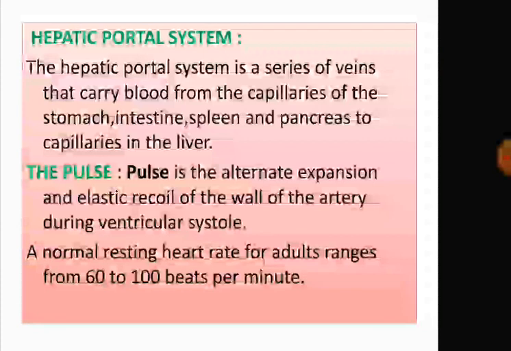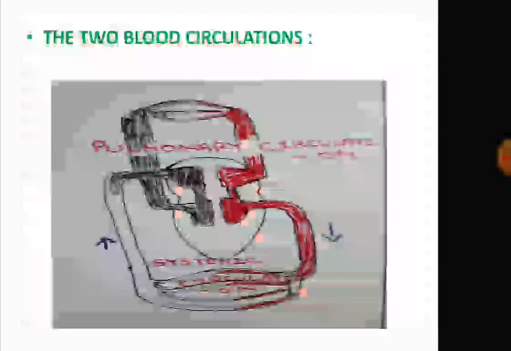Next, the pulmonary circulation. It starts with the pulmonary artery arising from the right ventricle. Pulmonary circulation relates to the lungs. The pulmonary artery carries impure blood from the right ventricle to the lungs, and this impure blood becomes pure and comes back to the left auricle by the pulmonary vein. This is our pulmonary circulation.